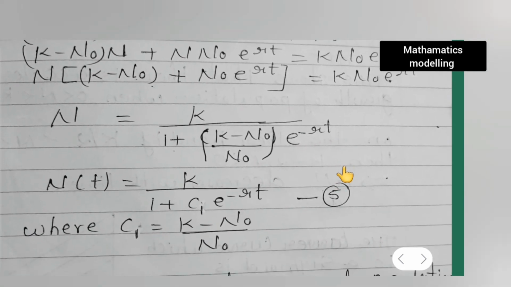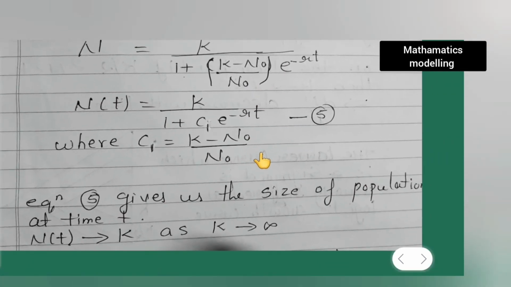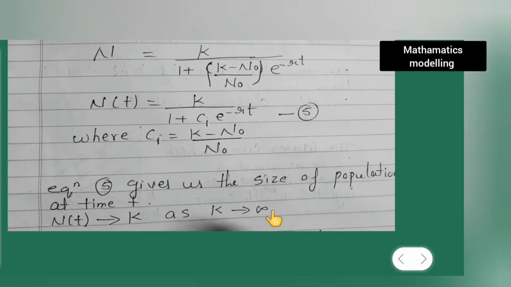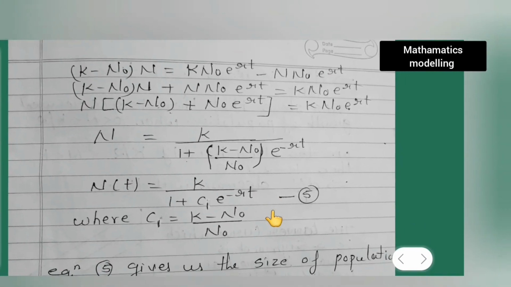Next, n(t) is equal to k upon 1 plus C₁, so in place of this I am writing C₁ e^(−rt). So C₁ is equal to (k − n₀)/n₀, which I have taken. Okay, now let us see what we are going to get. So equation 5 gives us the size of population at time t. n(t) tends to k as t tends to infinity. Okay, next let us see. I hope you all have seen this clearly.